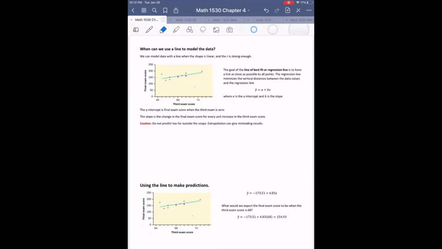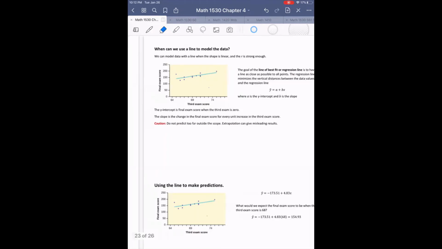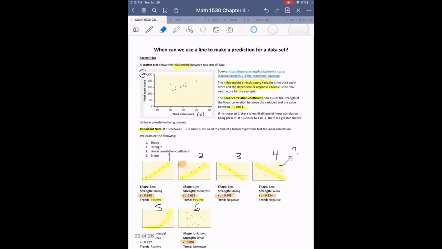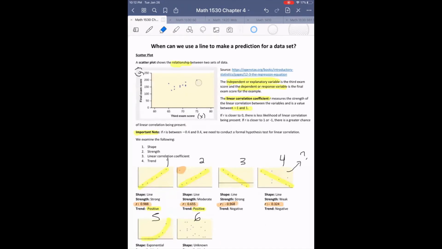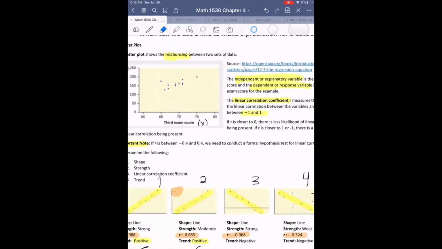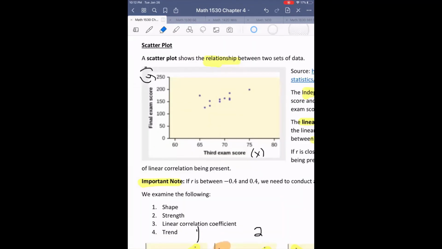The next thing we're going to look at is the line of best fit, or the regression line. The main reason we were looking at scatter plots was to determine whether or not it would make sense to use a line to approximate that linear relationship. So let's go back and look at this first example here.